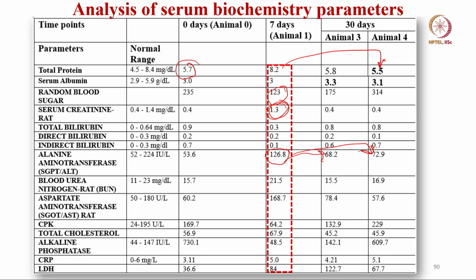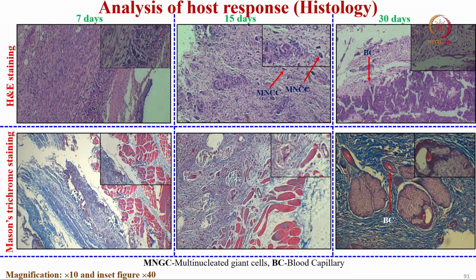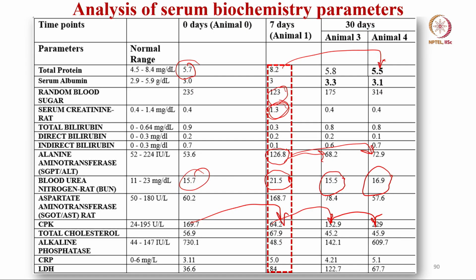So, many of these blood parameters, for example BUN value, it was 15.7, then it increased to 21.5 BUN, blood urea nitrogen in the rat, but it gets reduced again to 15.5, normal values. Okay. So, CPK values like 169.1 are significantly reduced to 64.1, but it recovers, it goes to 132 and 229. So, at 7 days some of the serum biochemistry parameters are either elevated or reduced very significantly, but then at 30 days it actually comes back to normalcy.